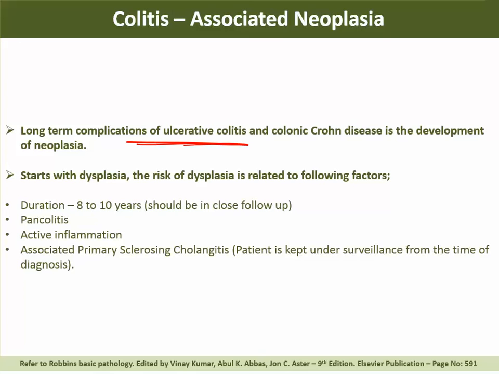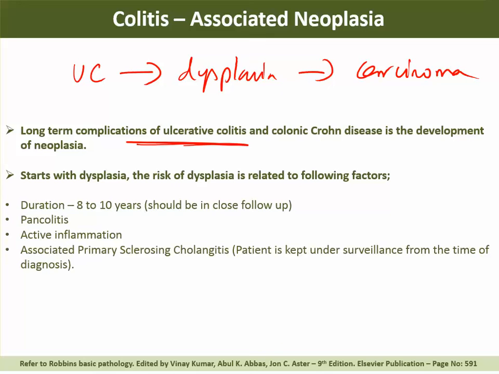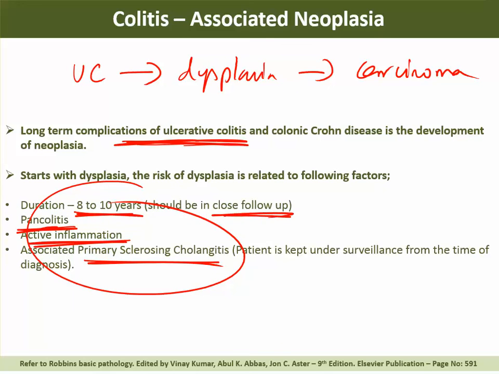So actually there is ulcerative colitis, then they go for dysplasia, then they go for carcinoma. So this is the transformation. If the ulcerative colitis patient has had the disease for 8 to 10 years, and he has pancolitis, all the colon is involved, and inflammation is active, and he also has primary sclerosing cholangitis, this patient should be kept under close follow-up.